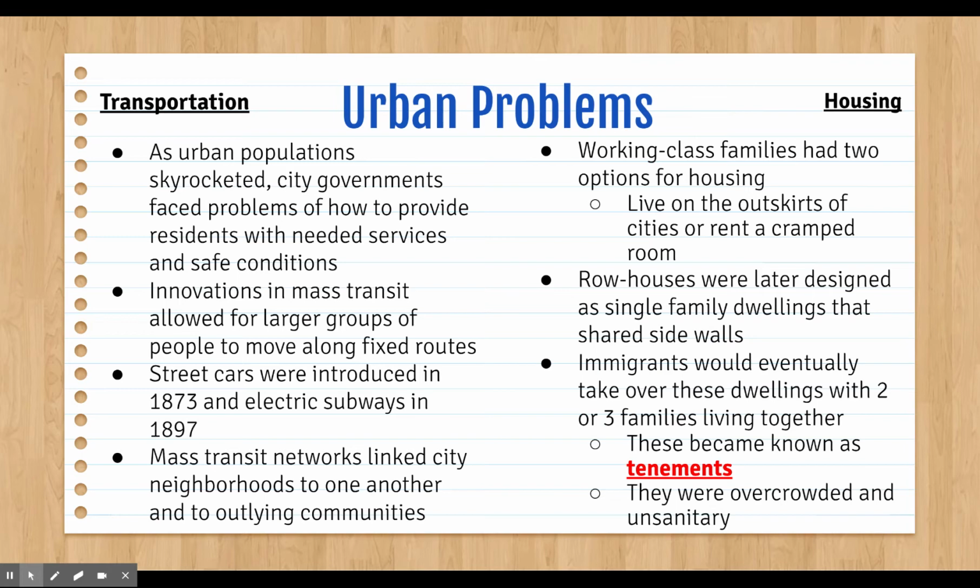But the immigrants would live there with two or three families together, so it would become a very cramped and overcrowded situation. And these dwellings became known as tenements. So they're often known for being unsafe and poorly managed.